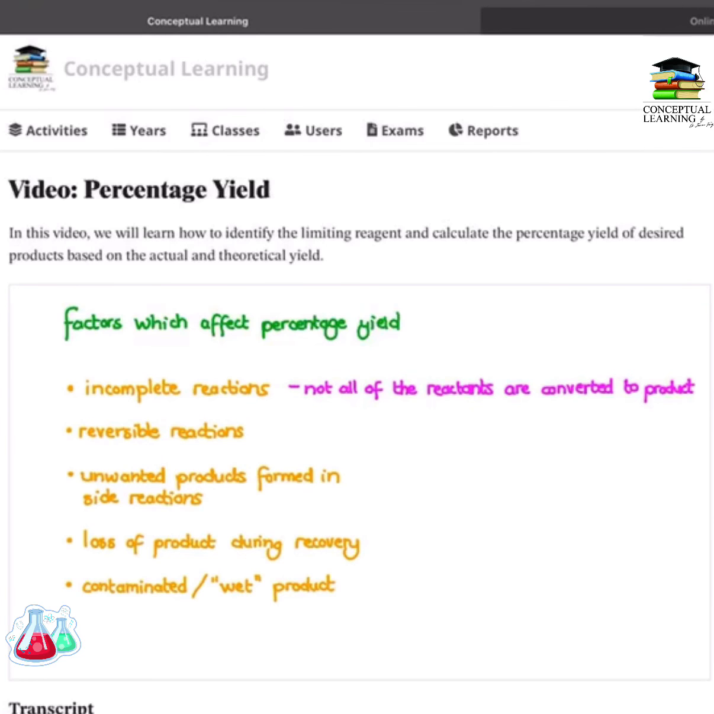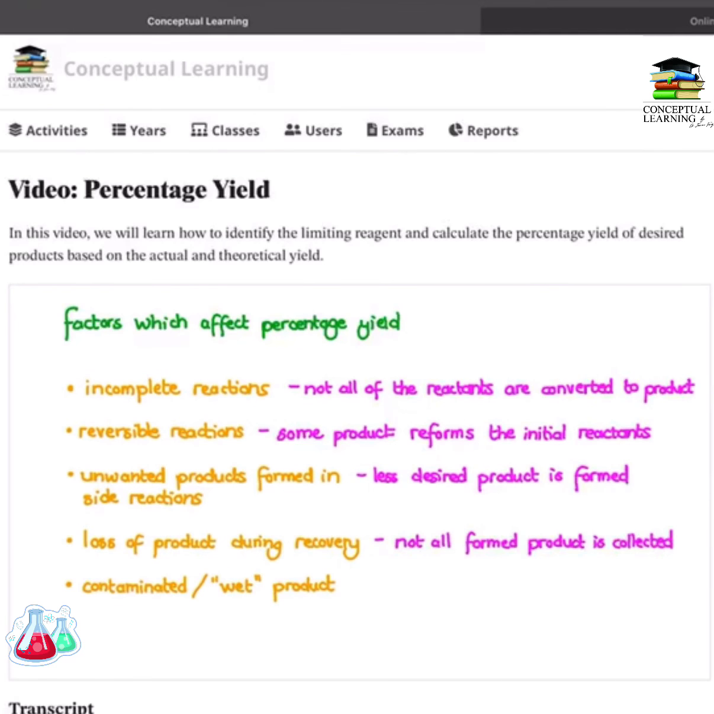In an incomplete reaction, not all of the reactants are used up and converted into product. In reversible reactions, some of the product reforms the initial reactants. When side reactions occur, less of the desired product can form. During product recovery at the end of a reaction, sometimes not all of the formed product is collected. This may be due to a variety of reasons.